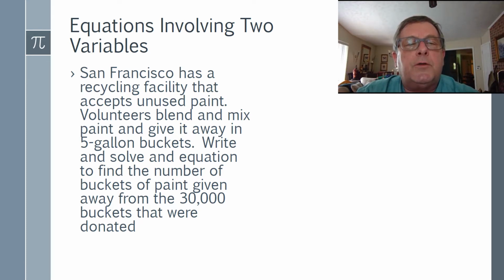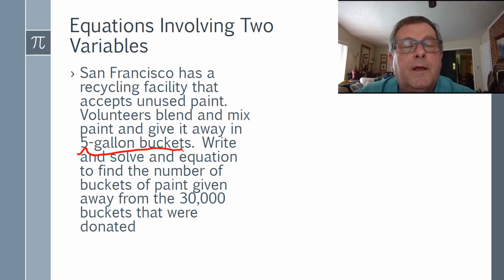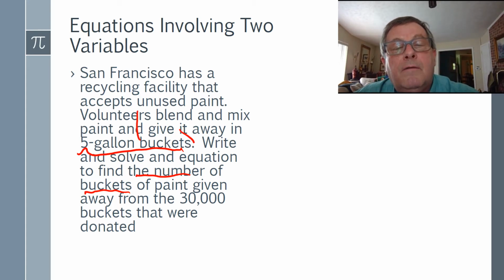So we've got San Francisco has a recycling facility that accepts unused paint. Okay, so this is a fact. It says volunteers blend and mix paint and give it away in 5-gallon buckets. So we've got a 5-gallon bucket here that we want to be thinking about. And it says write and solve an equation to find the number of buckets of paint. So we're looking to find the number of buckets of paint given away, they're giving away 5-gallon buckets right here from the 30,000 buckets that were donated.